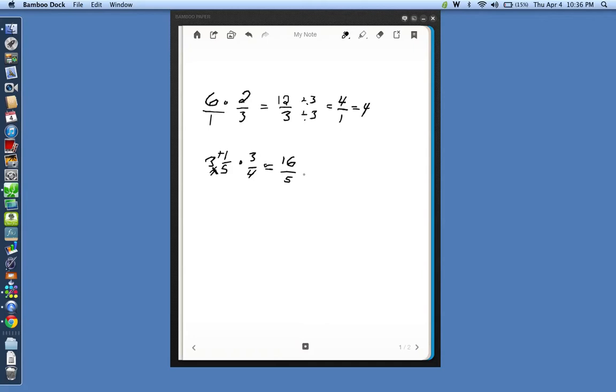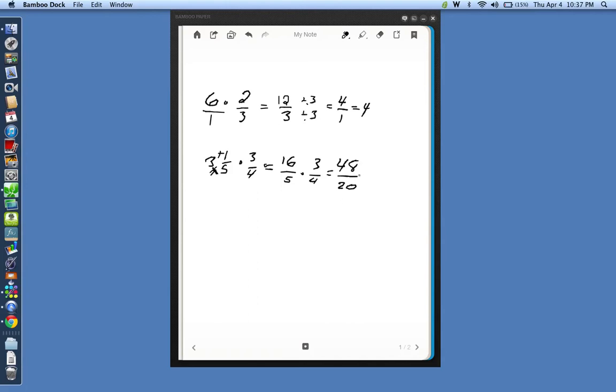Okay, and times 3/4. So again, we're going to multiply our numerators together. So 16 times 3, we know that 16 and 16 is 32. If we add another one, that'll give us 48. And then 5 times 4 is 20. And as always, we need to reduce 48 over 20.